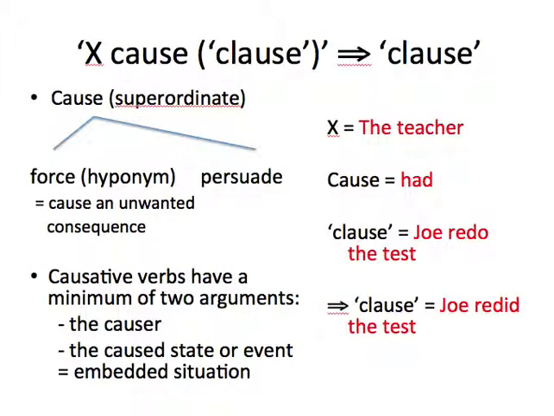If you look at that a little bit closer, we can actually describe it. X causes, and then we have a clause, the embedded clause, which is really the entailment; it entails that particular clause. And you can look at it in terms of superordinates and hyponyms in some particular verbs. So we have the verb cause, and then we have different ways of causing: forcing, persuading, cajoling, etc.